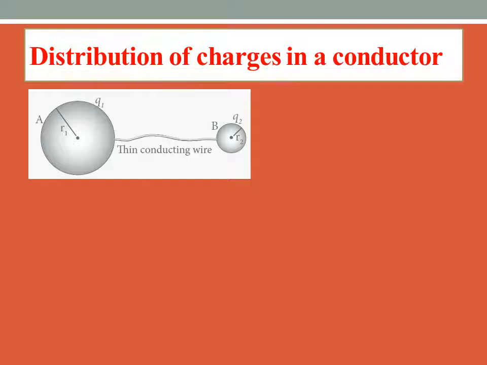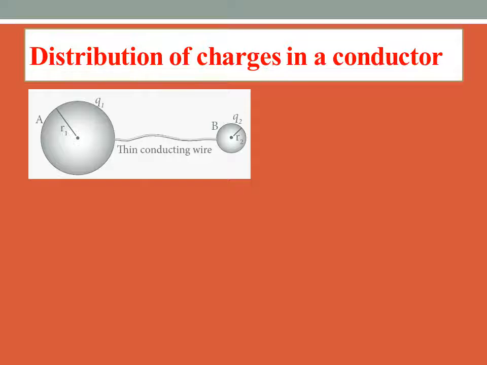Now suppose a charge Q is introduced into any one of the spheres. This charge will be redistributed into both the spheres such that the electrostatic potential is the same in both the spheres. I hope you know that when the electrostatic potential is the same, you call it an equipotential surface.